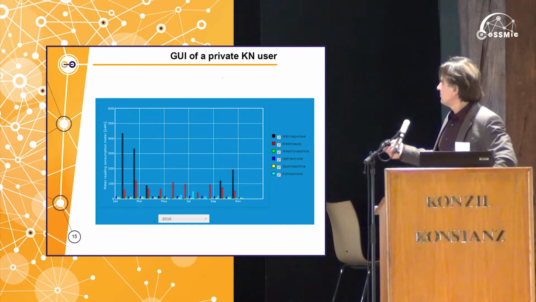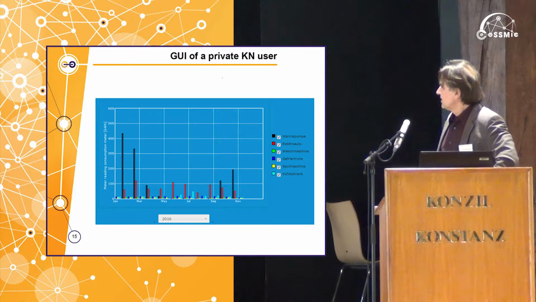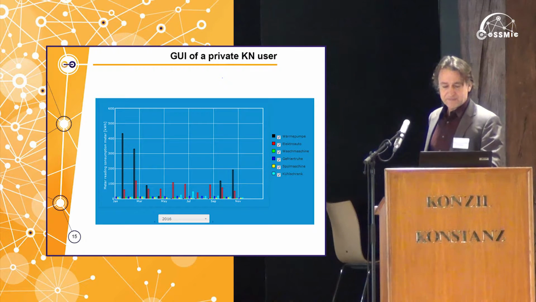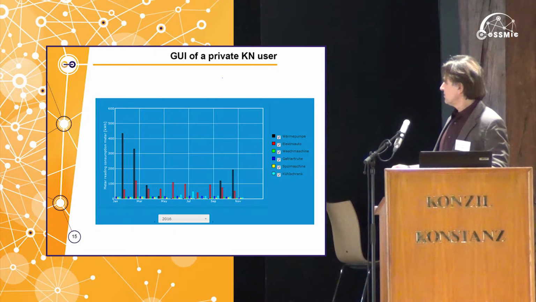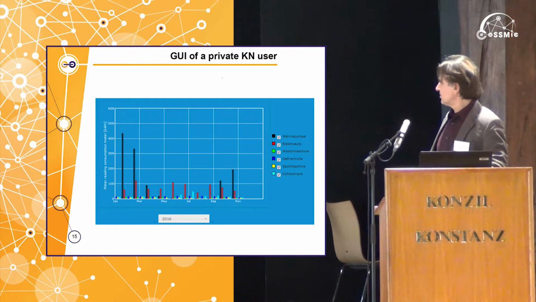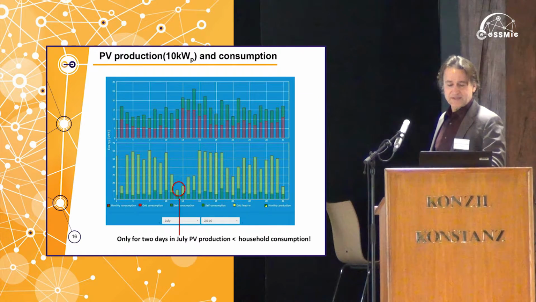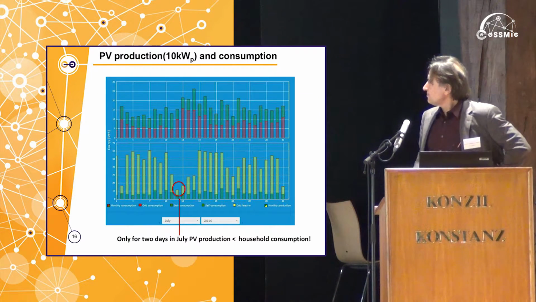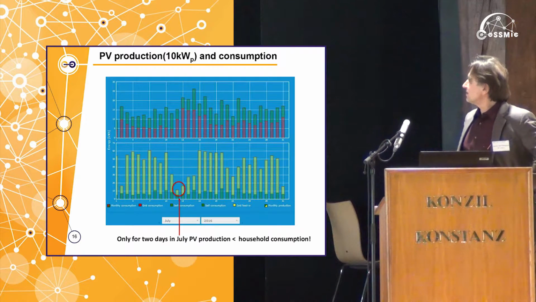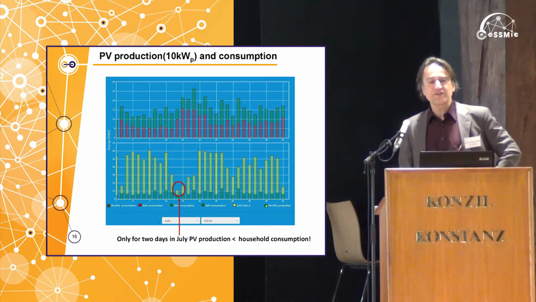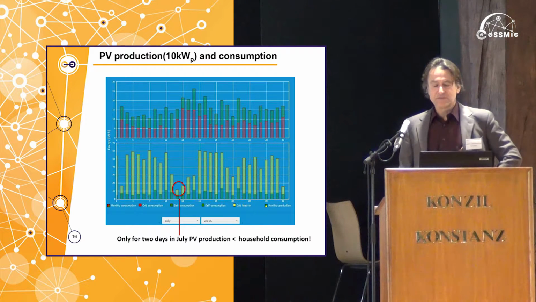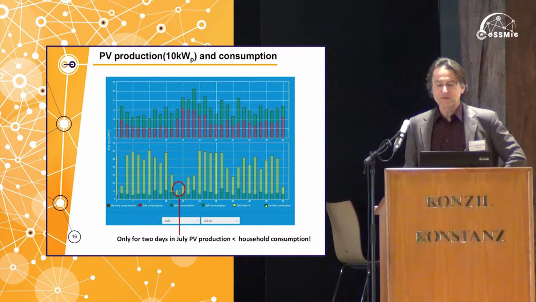Once again, here is the private Konstanz user over a year. Then you have dominating consumers like the e-car or the heat pump during the winter time, and in the summer, the overall consumption is reduced. And that's a typical trace of one month's generation of a 10 kilowatt power system, rooftop mounted.